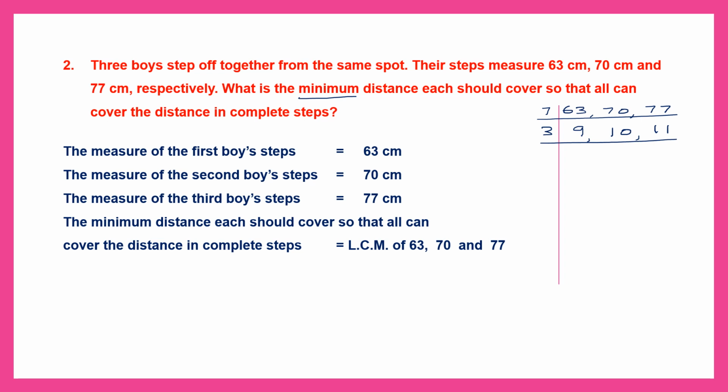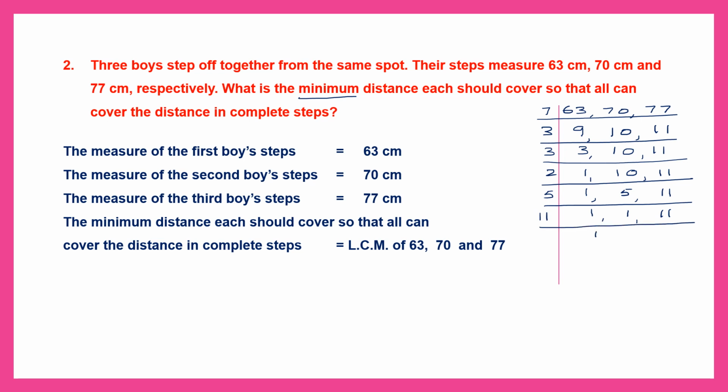Okay, now 3 threes are 9, 10 I can't divide, 11 I can't divide. I'll continue with 3. Now I can get 3 ones are 3, then I have 10 and 11. Now I can take 2 and write, this 1 will remain as it is, 2 fives are 10, I bring down 11. Now I need to use 5. 5 ones are 5 and 11. Now I have only 11 left and that is a prime number. So I can divide it by 11. So 1, 1 and 11 ones are 11.